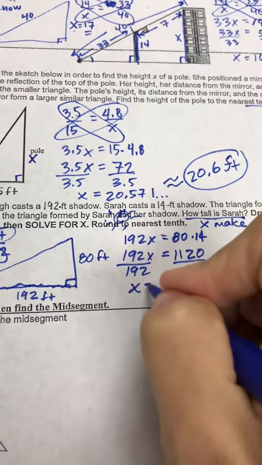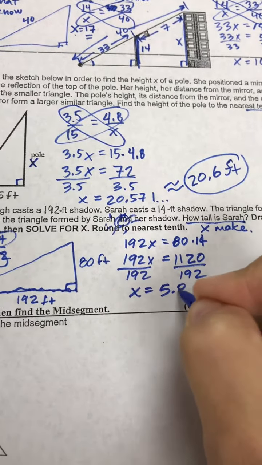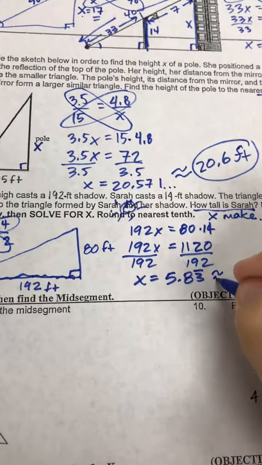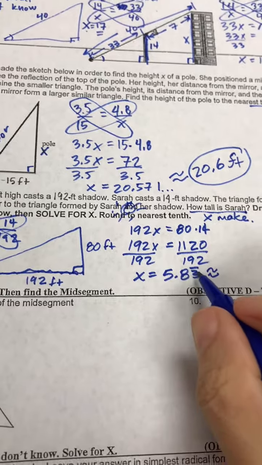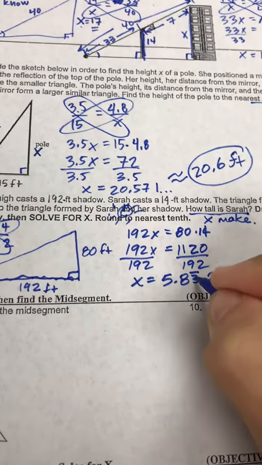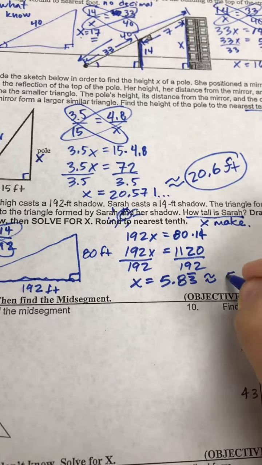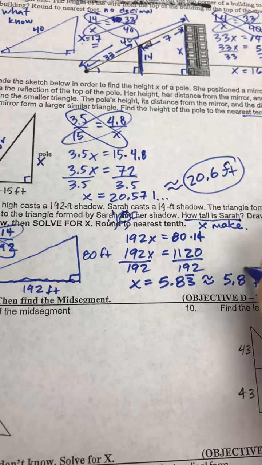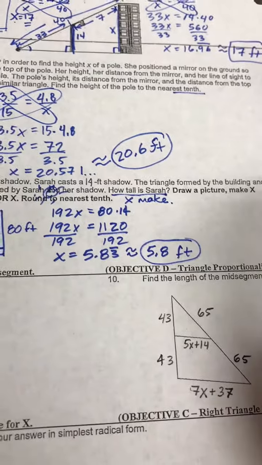All right, so x is 5 foot, so she's almost 6 foot tall. And it says round to the nearest tenth. So once again, the 8 is in the tenths place, and the 3 would make me not round that up. So that would be 5.8 feet. That's how tall Sarah is.